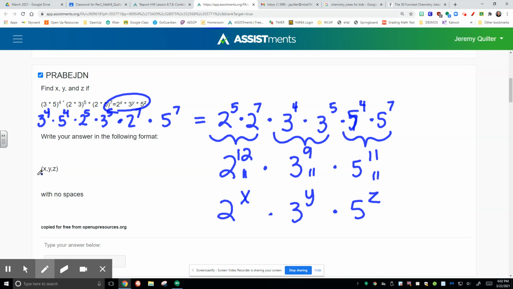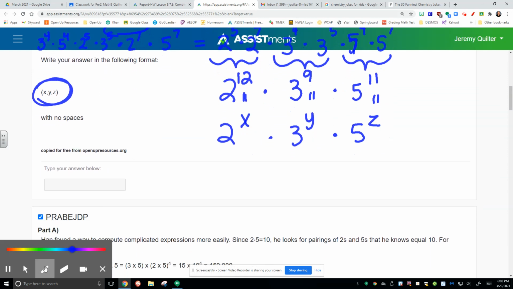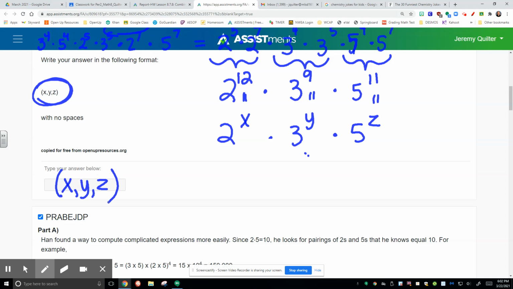There you go. Make sure that you answer it the way that it says, with no spaces. The value of x comes first. Don't put x, put whatever number it is, a comma, no space, then the value of y, think back over here, and then z for the final value.